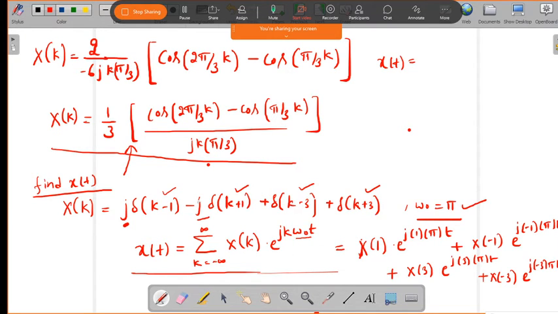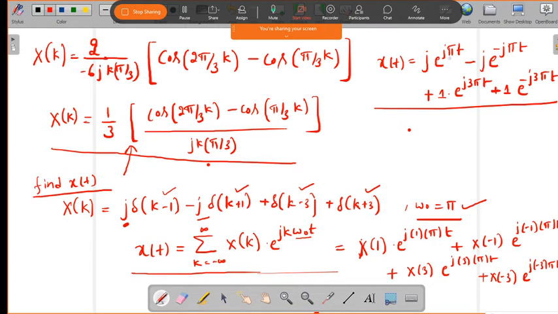So now you substitute the coefficients. x of 1 is j, so you can write this as e power j pi t. x of minus 1 is minus j, so this is minus j into e power minus j pi t. Similarly, plus x of 3 is 1 into e power j 3 pi t, and plus 1 into e power minus j 3 pi t. So this is your x of t signal, and you can write it in terms of cos and sine signals and evaluate the expression. And tell me what the final expression is.